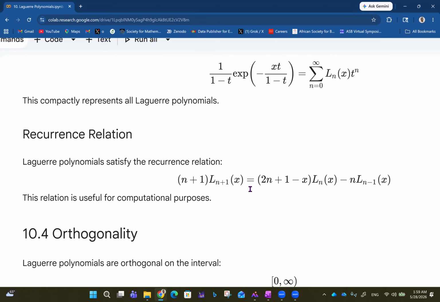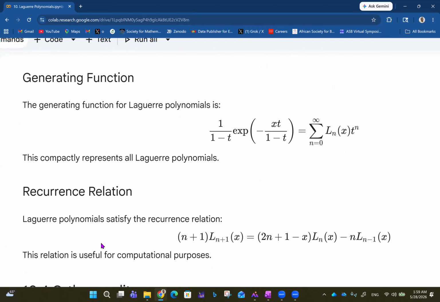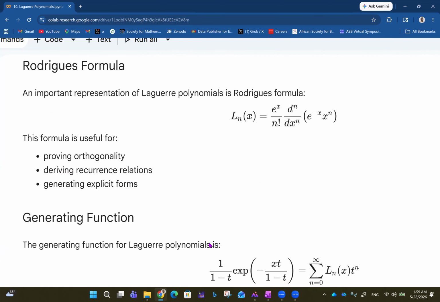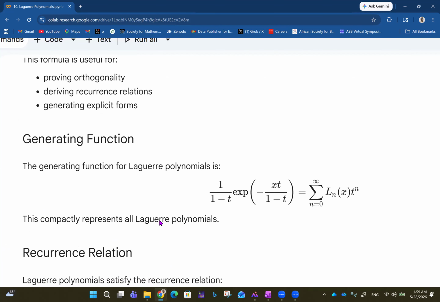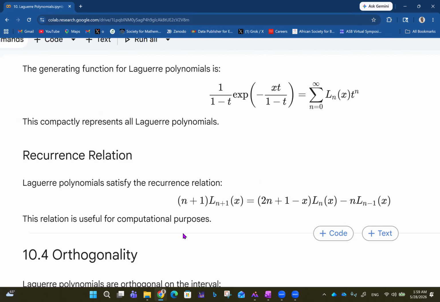So we have the recurrence relation also. Laguerre polynomials satisfy the recurrence relation n plus 1, L sub n plus 1 of x equals 2n plus 1 minus x, L sub n of x, minus n, L sub n minus 1 of x. So this relation is useful for computational purposes. Depending on what exactly you want to do, for instance, use Rodrigues for proving orthogonality, deriving recurrence, and generating explicit functions, but use recurrence for computational purposes.